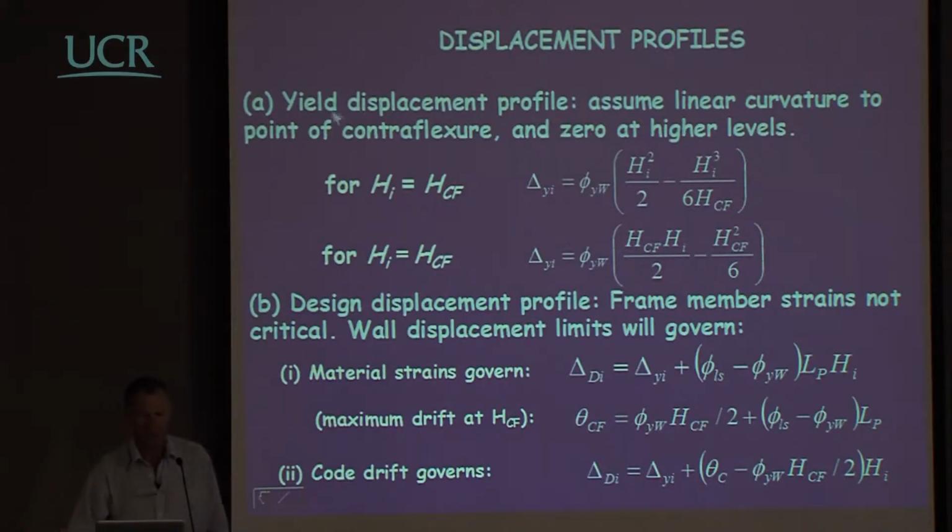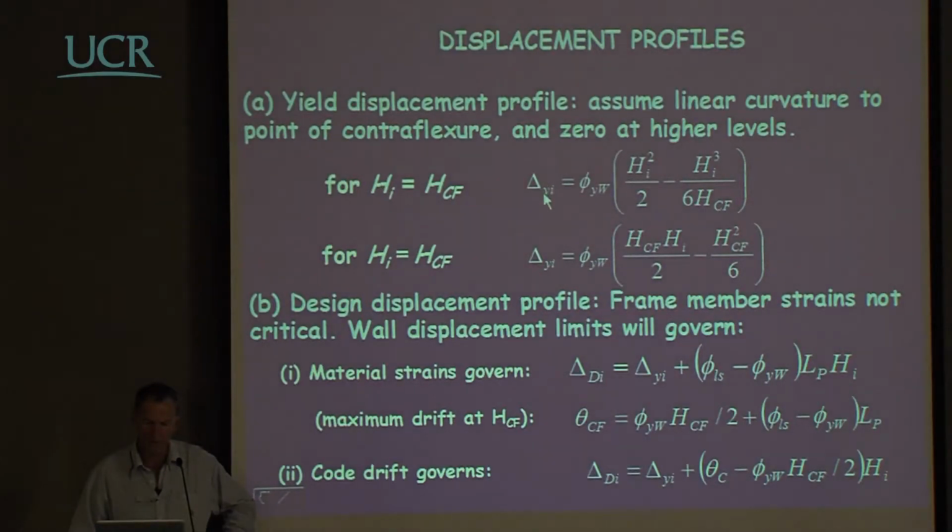Displacement profiles, this is pretty straightforward. The yield displacement profile, we can assume that this is linear curvature to the point of contraflexure and zero at higher levels. Now this is not valid at higher levels, but it makes virtually no difference to the estimate of the yield displacement. We are interested in then what this would imply for the displacement profile.